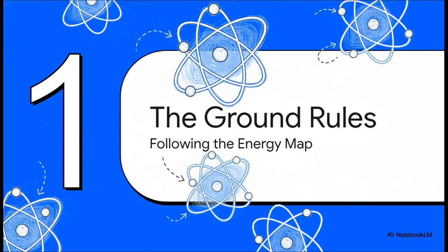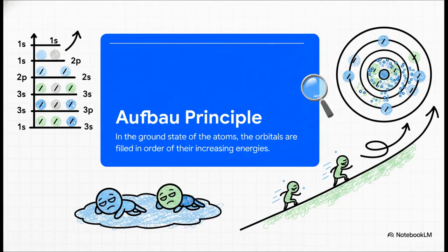Section 1, the ground rules. This is all about the most fundamental rule of all. Think about it. When a new electron joins an atom, where does it go first? There has to be a rule, right? Well, it turns out it's all governed by something called the Aufbau principle. Now, Aufbau is a German word that literally means building up, and that's the perfect name for it.